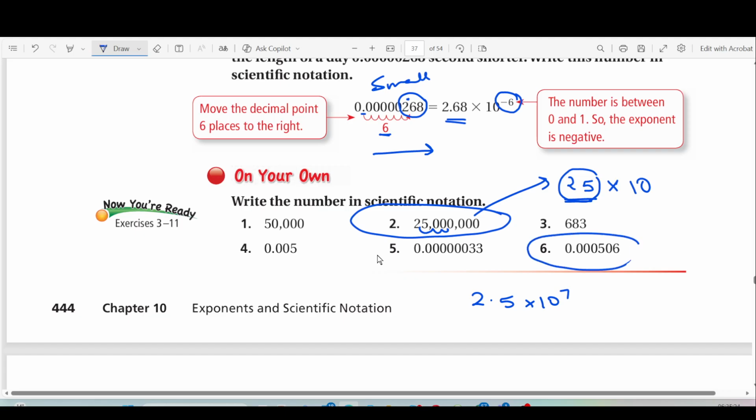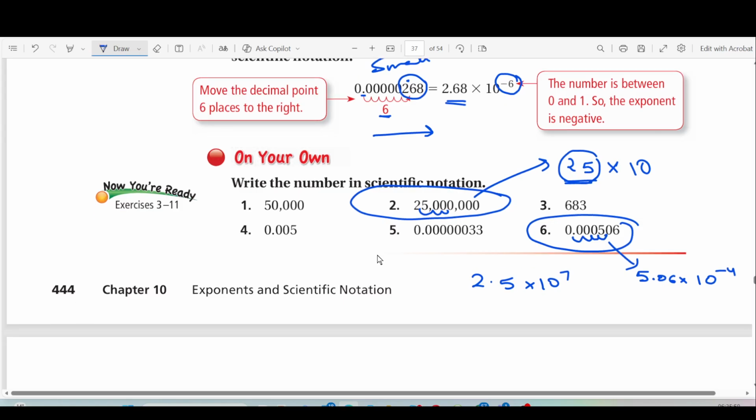Okay, try this. Number 6. Write it in scientific notation. So 5.06 times 10 to the power of -4. Very good. -4. 1, 2, 3, 4. Yeah, that's correct.